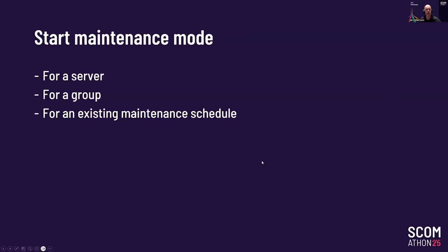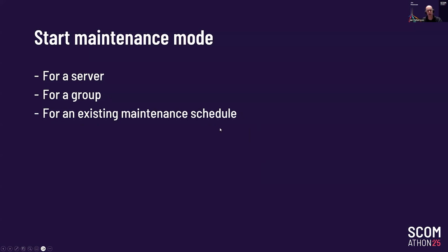First, we're going to talk about how to start maintenance mode via PowerShell. And I'm going to do this in 3 ways. First, I'm going to do it for a single server. Then I'm going to do it for a group, a SCOM group, that is. And this one will be really helpful for you: how to do it for an existing maintenance schedule.